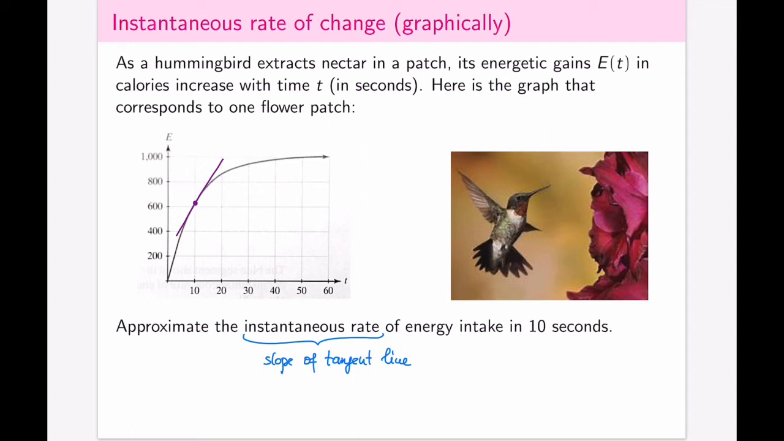It better not, because my line was drawn freehand and so will yours. So both of our numbers will be approximations. I encourage you to pause the video here, draw the actual tangent line, pick any 2 points on it, anywhere at all, and compute the slope of it. This will be your approximation of the actual instantaneous rate of intake at 10 seconds.